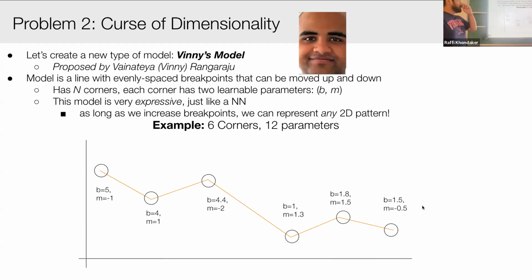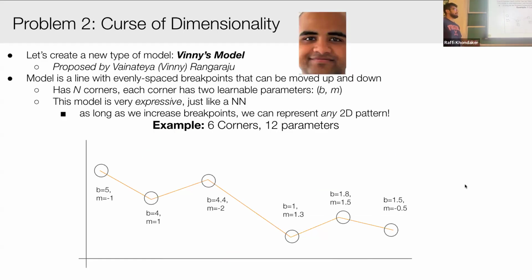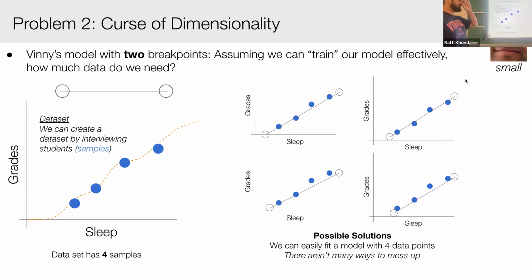Okay, perfect. So let's try to use the Vinny model to learn this y equals mx plus b. Naively, you could say, hey, this Vinny model is way more expressive than mx plus b. If we add 1,000 breakpoints, or 1,000,000 breakpoints, we could learn effectively any 2D function we want. We could just add arbitrarily more breakpoints. So in this case, let's start small. We only have 2 breakpoints, just the 2 endpoints, right?